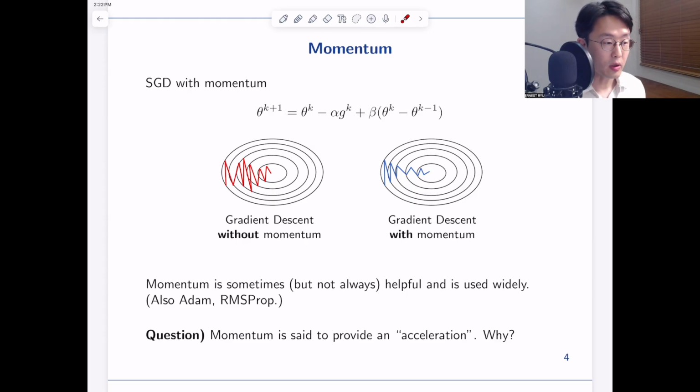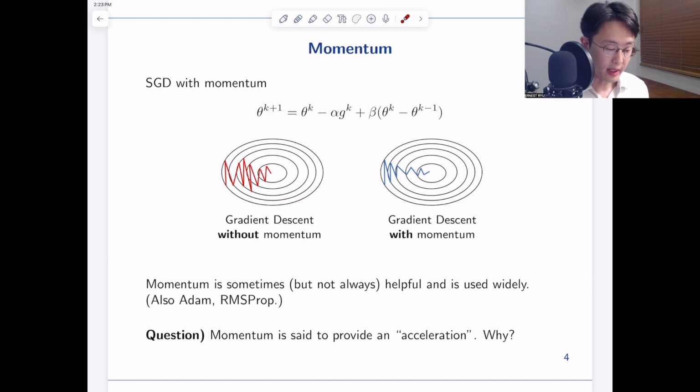And indeed, momentum is a core component of modern deep learning training. Momentum is used in most of the optimizers, so things like Adam, RMSprop. These are all used widely. And generally, people say that momentum is sometimes, although not always, helpful in training deep neural networks. So the question that I raise is, momentum is said to provide an acceleration, and that's what people say. And what people mean is you turn on momentum and things go faster. But what does that exactly mean, and why is that the case? That's the question I want to ask.